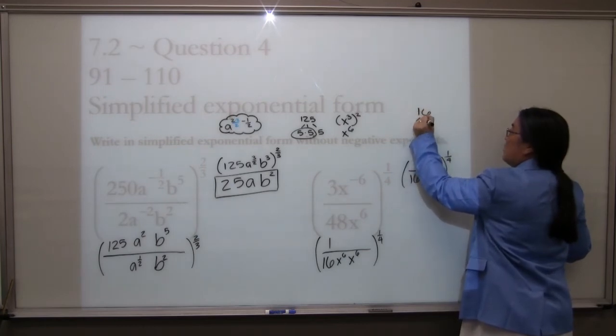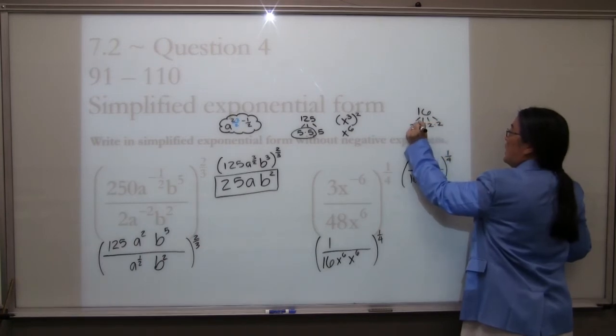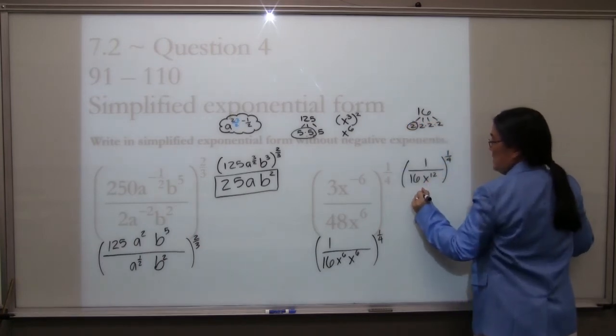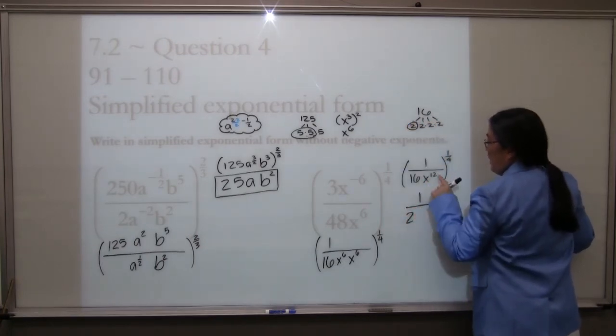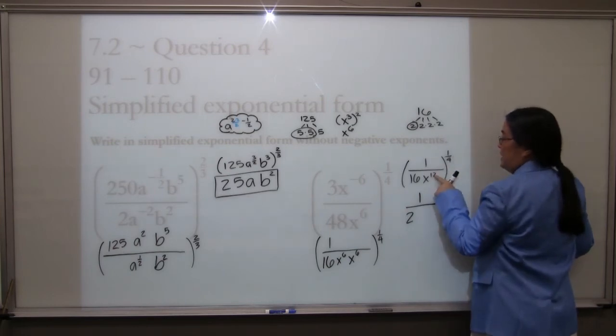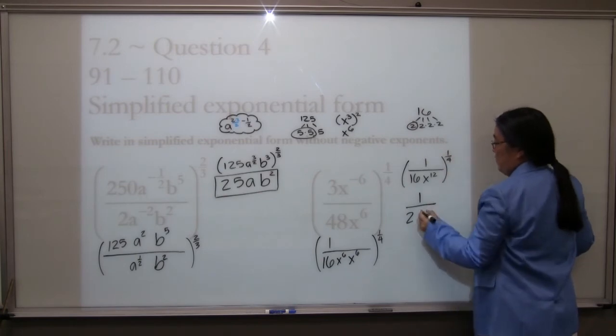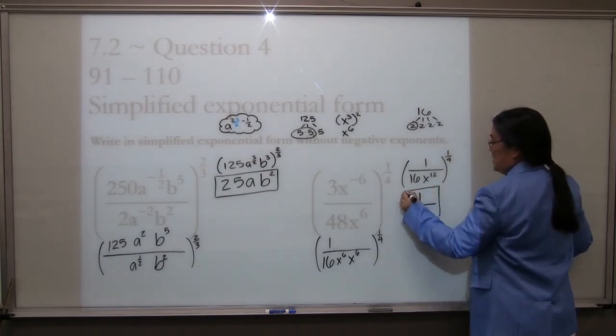16 divided into 4 equal pieces are 2, 2, 2, and 2. I need one of those 4 pieces. And then we multiply these. 12 times 1 divided by 4. 12 divided by 4 gives me an x to the 3rd power. And that is our answer.